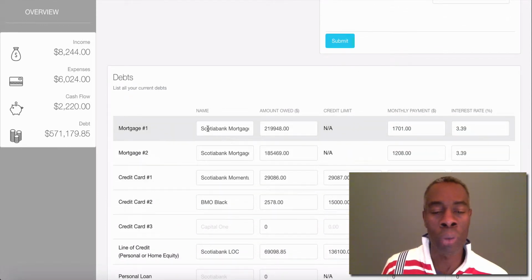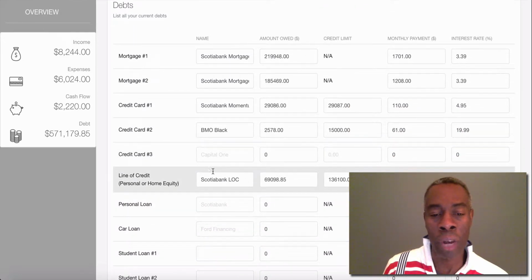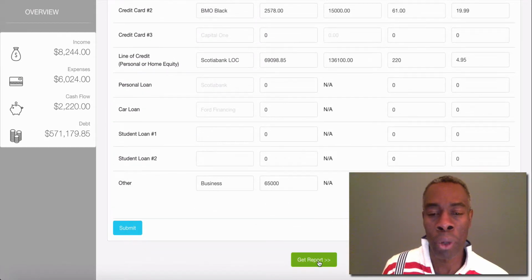Now they've got two mortgages, two credit cards, and a line of credit. This right here is kind of important. If you have a line of credit or a HELOC, a home equity line of credit, you just put it in here. And this will probably be your primary debt tool to implement in the Velocity Banking strategy. So once that is done, you just hit Get Report.